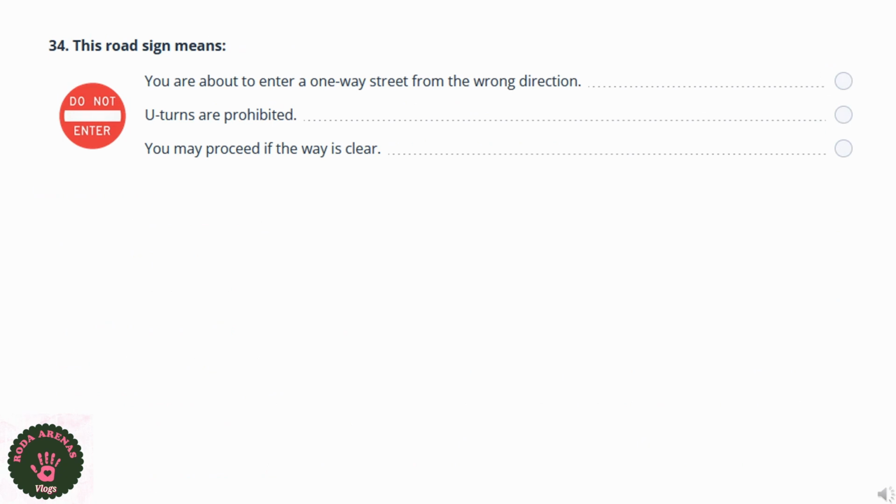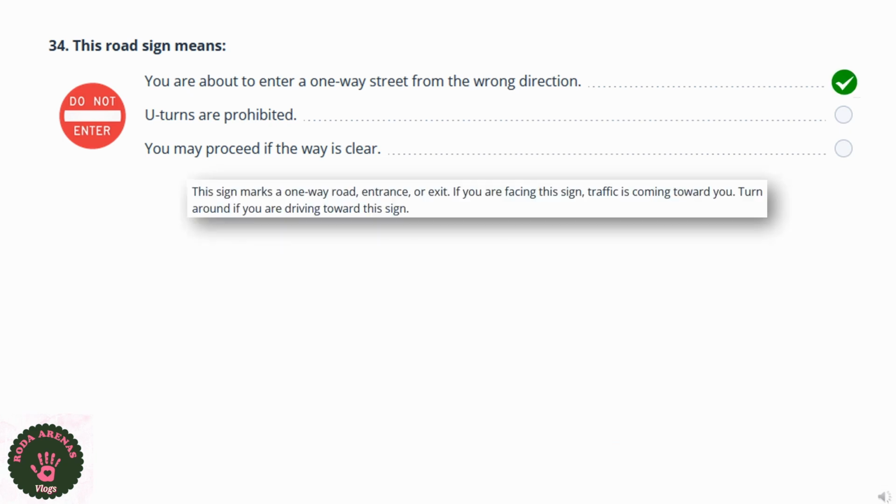This road sign means you are about to enter a one-way street from the wrong direction. U-turns are prohibited. You may proceed if the way is clear. The correct answer is you are about to enter a one-way street from the wrong direction.